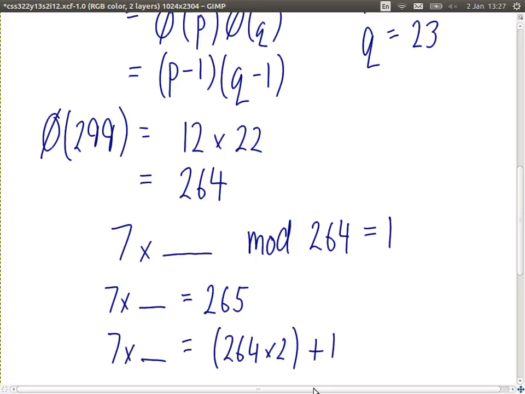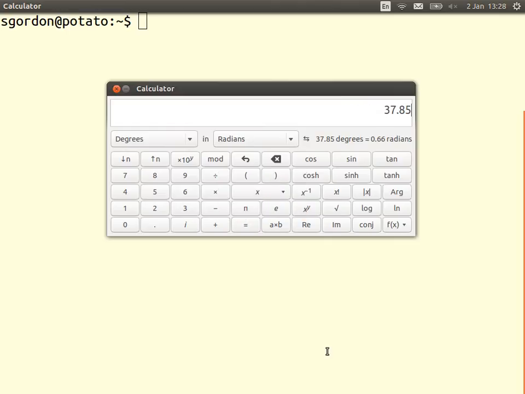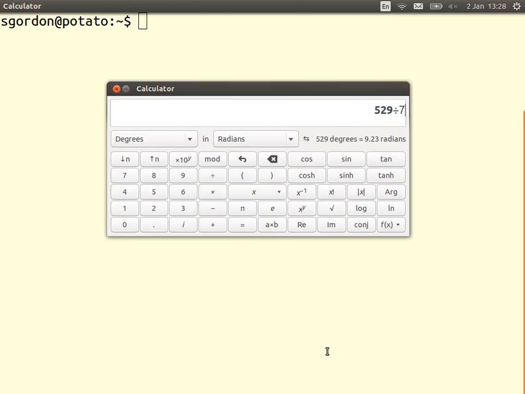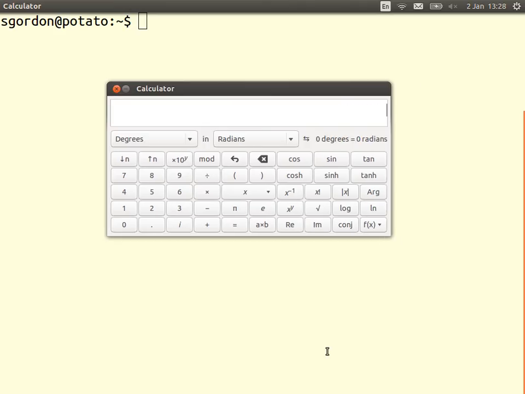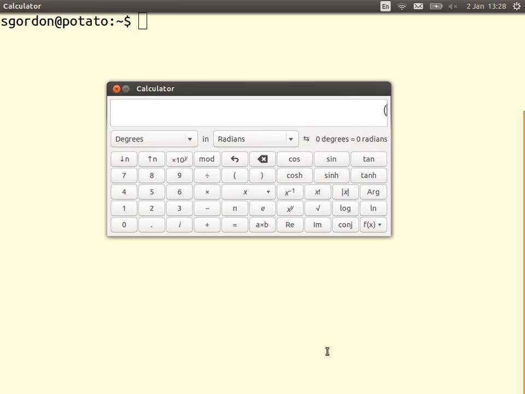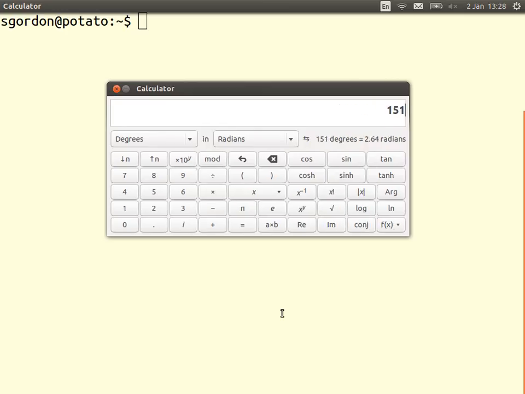So when we take 264 times 2 plus 1 divided by 7, do we get an integer? It's a naive way to solve this. If we do, then that's our value of D. Let's test. 264 times 2 plus 1, does it divide by 7? No. Okay. So let's try another one. 264 times 3 plus 1. Again, when we mod that by 264, the remainder will be 1. Does it divide by 7? Nope. Not very lucky. Keep trying. Divide by 7. Okay, yes.